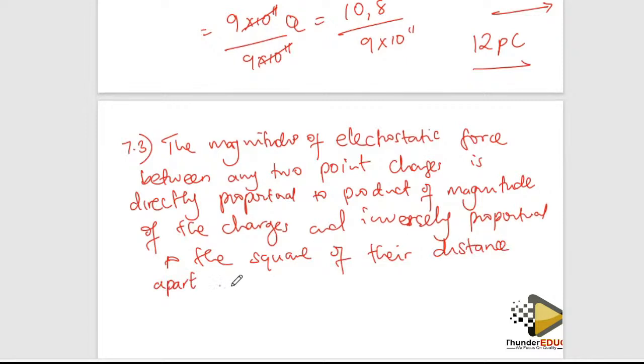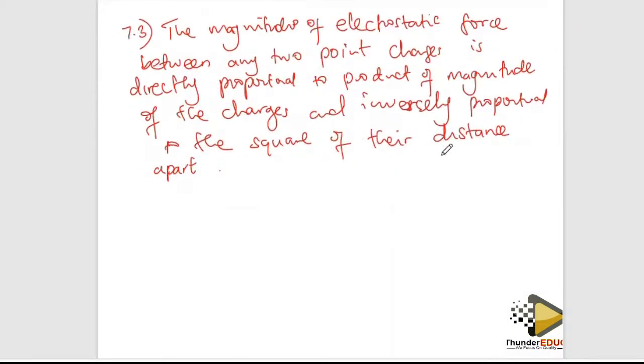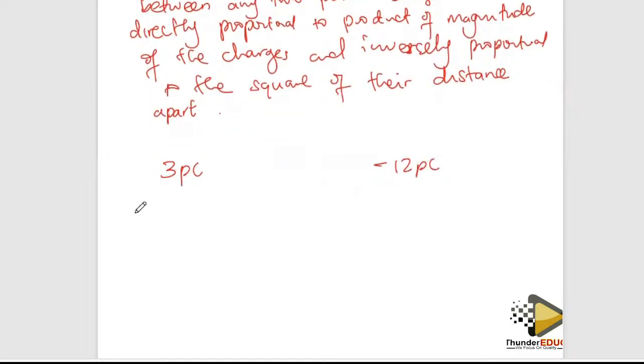So then, done with that. 7.4. Charge B is replaced by a negative charge of this magnitude. Now, calculate the magnitude of the force between A and B. Now remember, A is having a 3 pC. Now this is a negative 12 pC. They want the force. So we said force is the same as K Q1 Q2 over r squared, or I can say QA and QB.